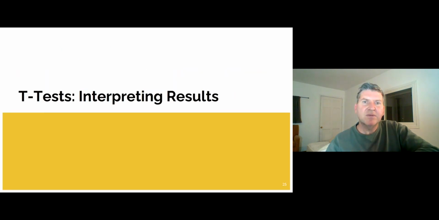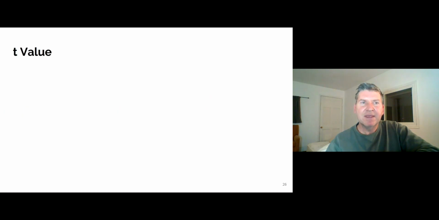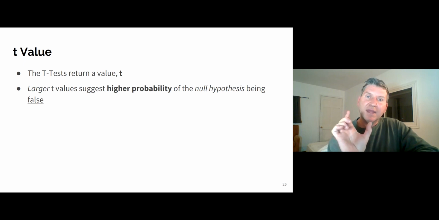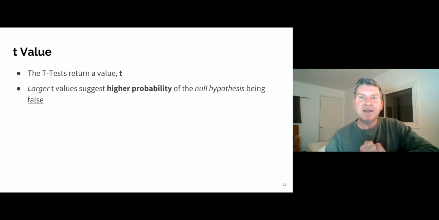So how are we going to interpret these results? There's something called a t-value, or sometimes it's called a t-statistic. The t-tests return a value which is represented by a lowercase t. Larger t-values suggest a higher probability of the null hypothesis being false. So the larger the difference in mean and the smaller the variance of each set, that's going to suggest that there's a true difference between the two due to the prediction software.